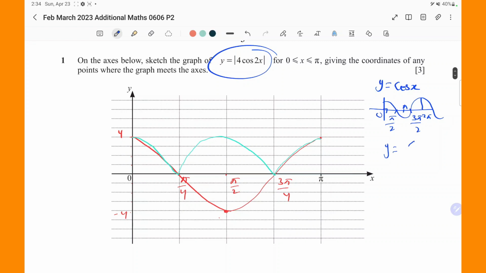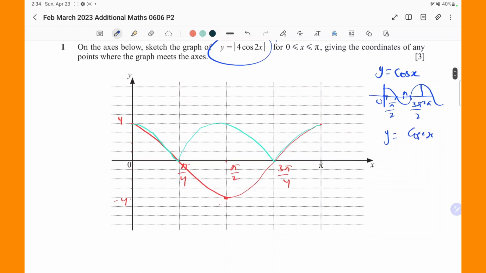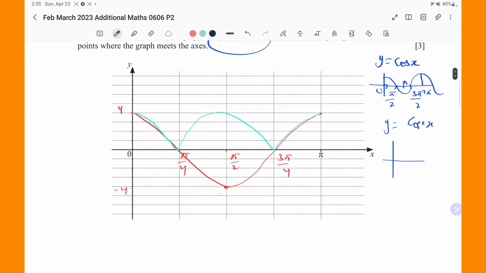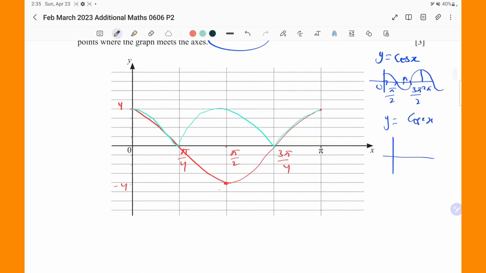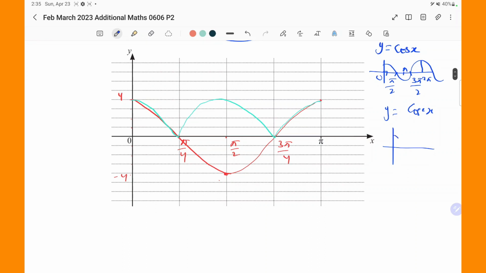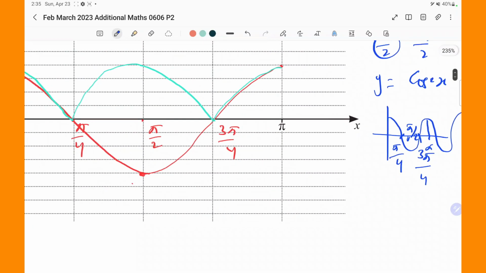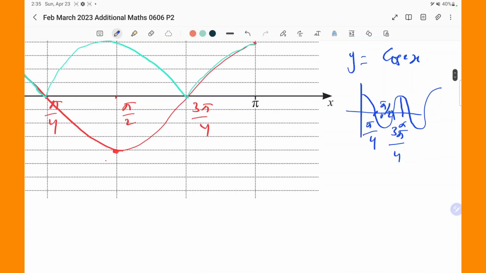Now we should try to draw y equals cos 2x. When you draw y equals cos 2x, it will shrink, right? And the period will be pi for that. So your graph is like that. But here, instead of pi over 2, it will be pi over 4. This will be pi over 2, this will be 3 pi over 4, and this will be pi. Okay. Now, I have to draw 4 cos 2x.